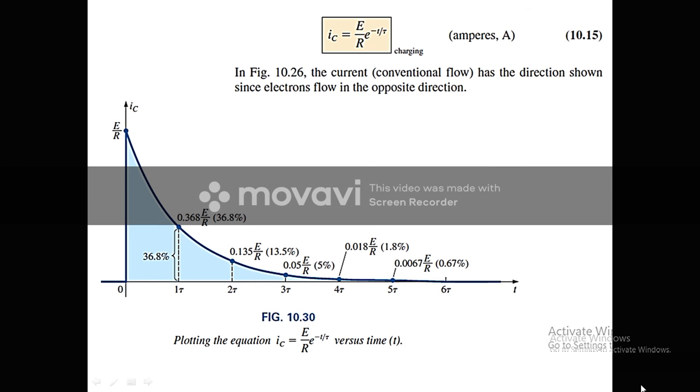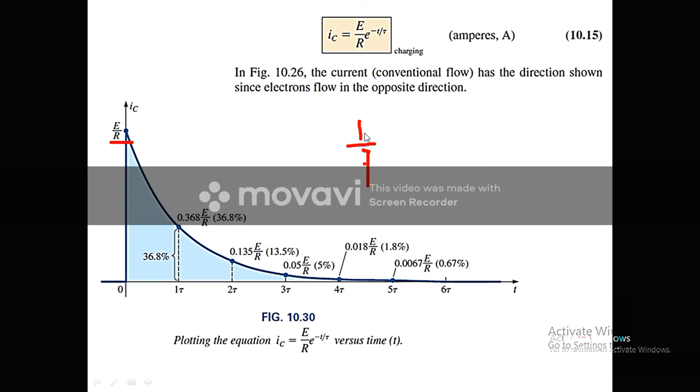Now in the case of current, the current through the capacitor is I equal to E by R, e raised to power minus t by tau. Here is the graph. At the start, I is equal to V by R. At t equal to 0 we have the maximum current, and as we reach 5 tau, the current reduces to 0. At the start the current is maximum because we have the maximum potential difference.